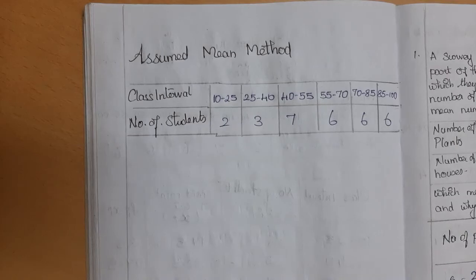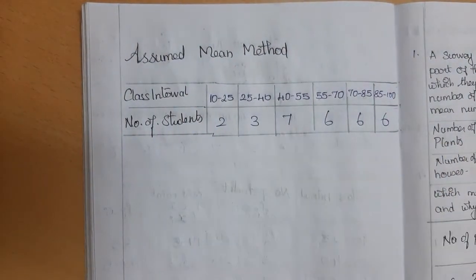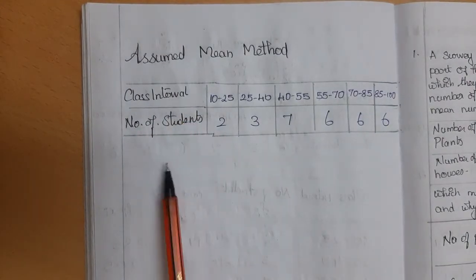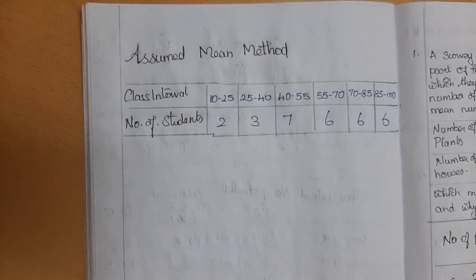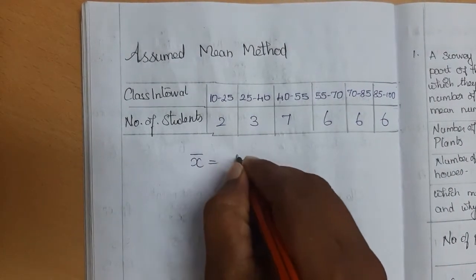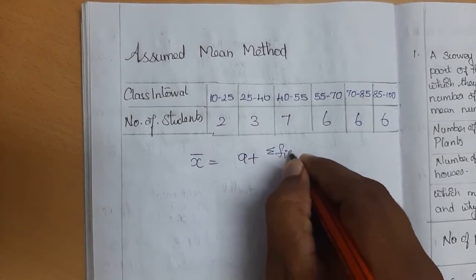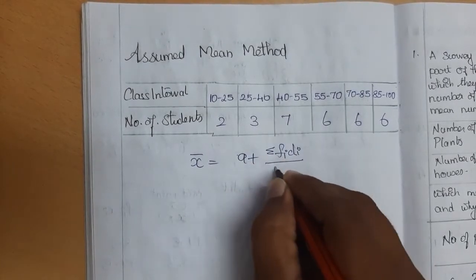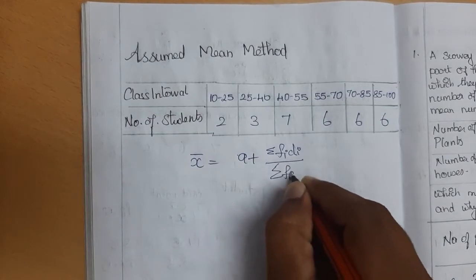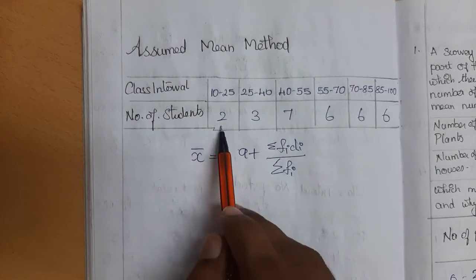Hi students, today we are going to learn about the assumed mean method. It is also the same: the class interval is given, frequency is given. The formula for the assumed mean method is x bar is equal to a plus sigma fi di divided by sigma fi. Clear? So frequency f is given here, that's the number of students.